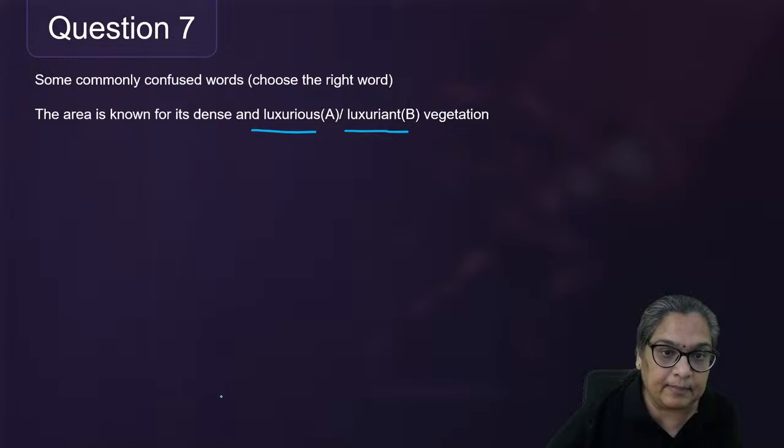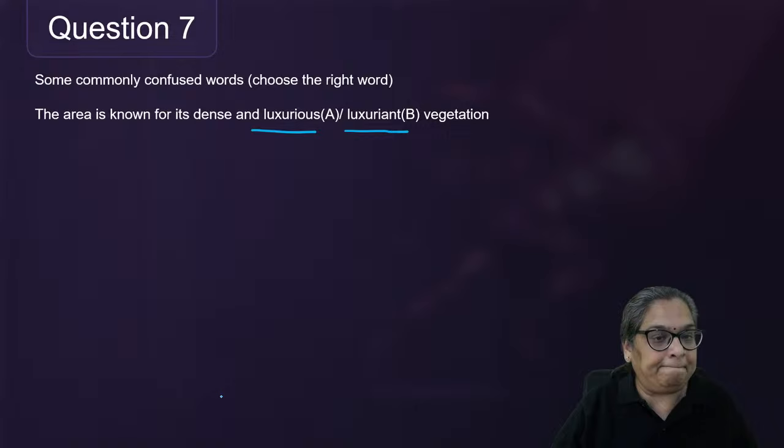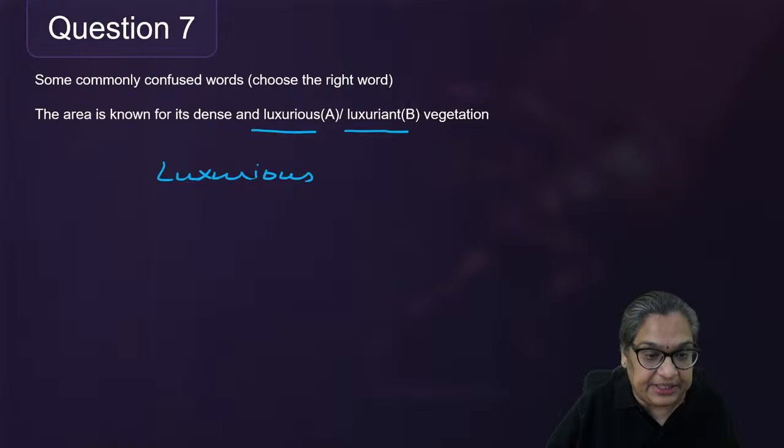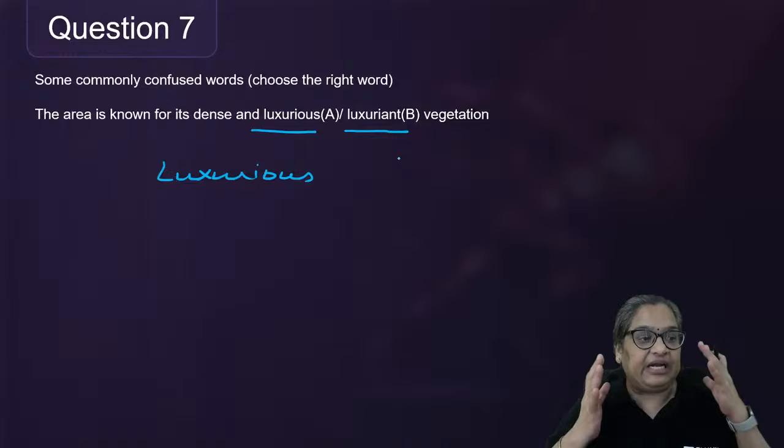All right, can you see me and hear me now? Clearly? All right, luxurious means affluent. Luxuriant means, oh, what happened? Okay, hold on. Luxuriant means dense, abundant, lush. So the word we want is B.